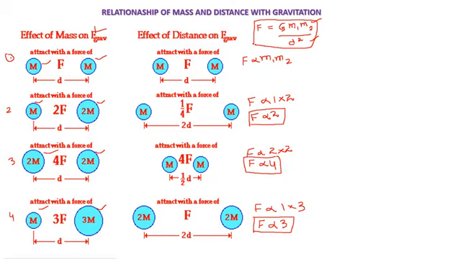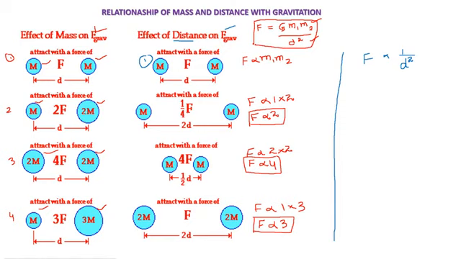Now let's see how the distance affects the force of gravitation between the two objects, right? So let's see the first case. In this case, we will see the relationship of the force with the distance between the two objects. So we know that force is inversely proportional to the square of the distance between the two objects.